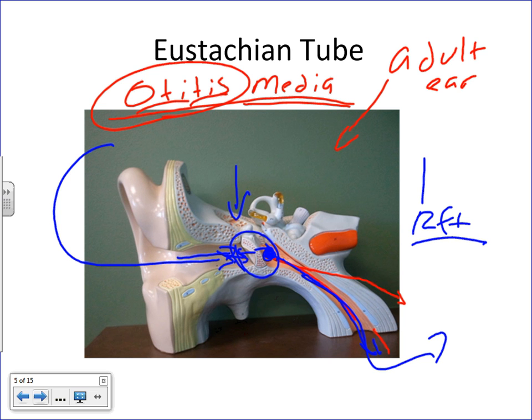Okay. Now, the clinical application to this as well with little kids that have otitis media, gosh darn it. Sorry, folks, the eraser's having a mind of its own right now.